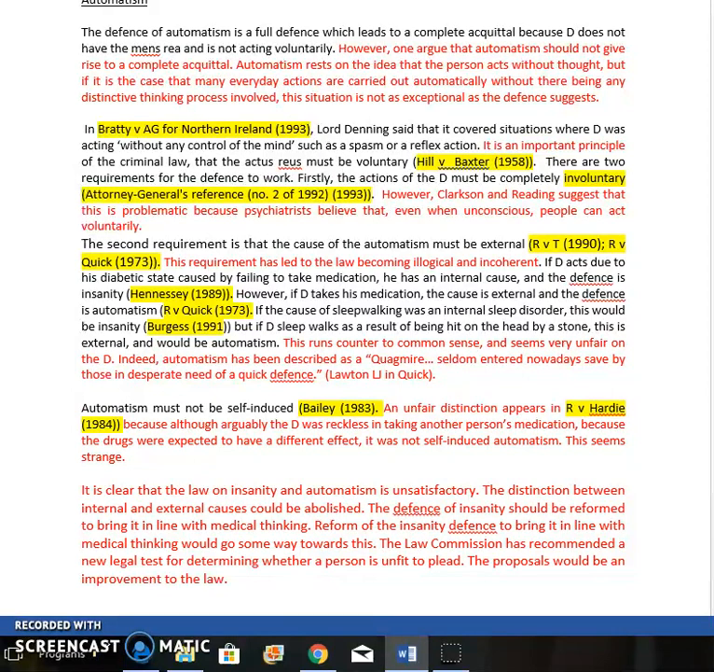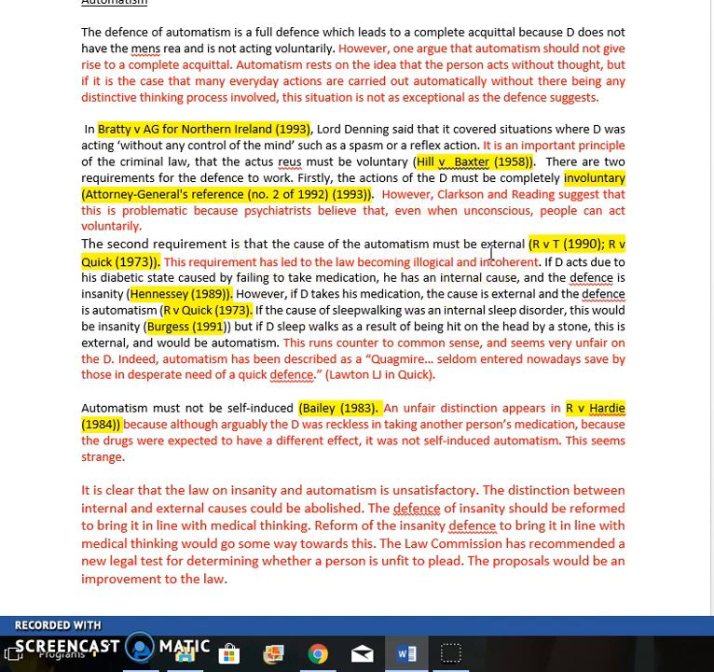The second requirement for automatism is that the cause of the automatism must be external. So in R v T, in that particular case, we said that extreme stress on the defendant could be an external cause. And in R v Quick, nice classic example of this here, taking drugs, be they legal or illegal, that would be an external cause because it's an outside cause, you're bringing it into the body, so that would be automatism.